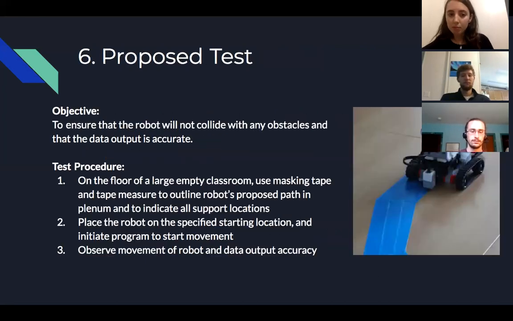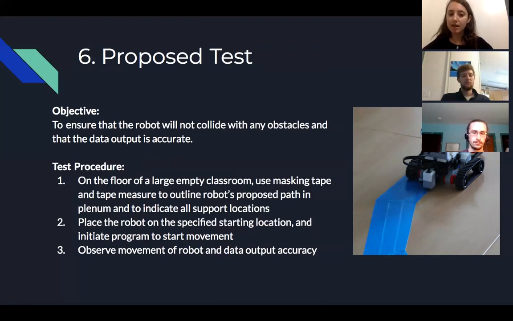So once we completed the program for this project, we then went into coming up with proposed tests, which we never actually completed due to the current events, but one of the biggest tests that we had hoped to complete was to ensure that the robot would not collide with obstacles and that the data output is accurate. We were going to go into an empty classroom and use masking tape to kind of lay out the path that the robot would be following in the plenum.